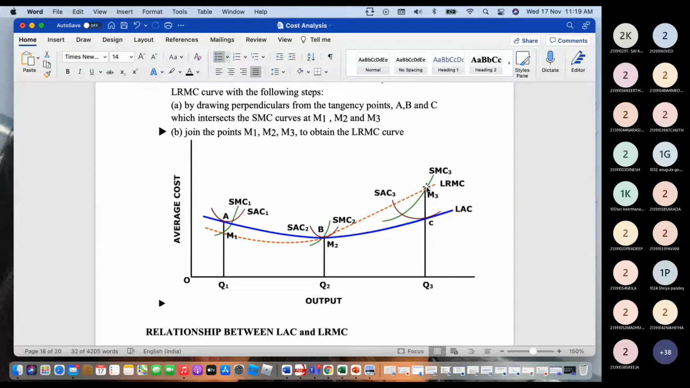So as the short run average cost curve touches the LAC curve, similarly, when we are deriving the long run marginal cost curve, that curve should touch some or the other point of the short run marginal cost curve. And then we join some points of the SMC curve to derive the long run marginal cost curve.